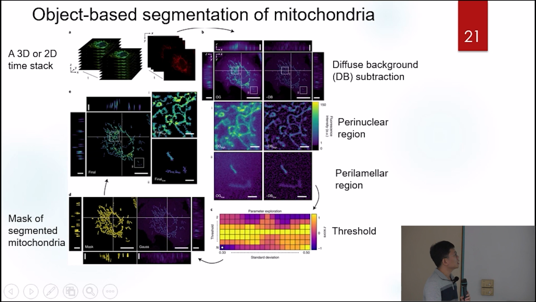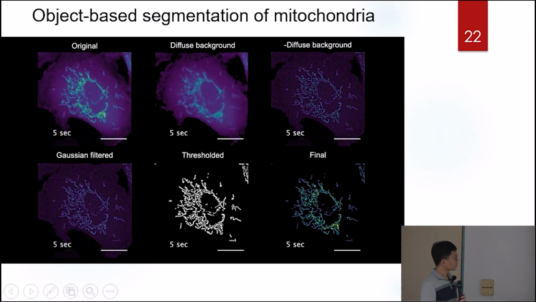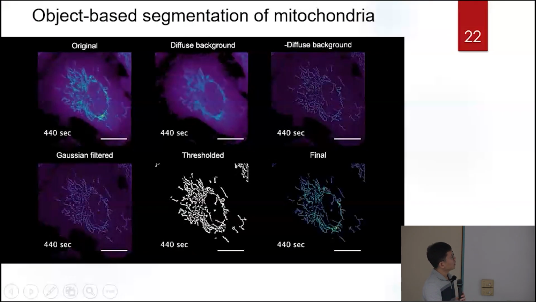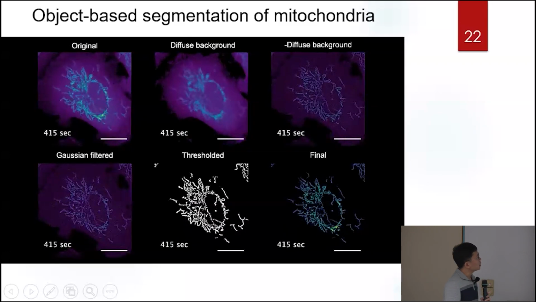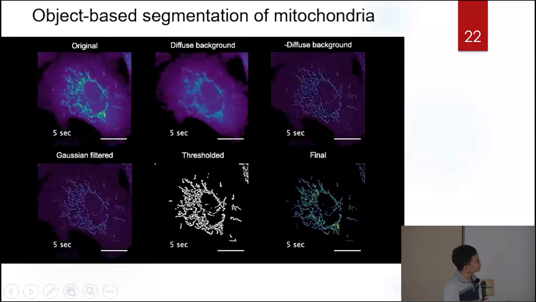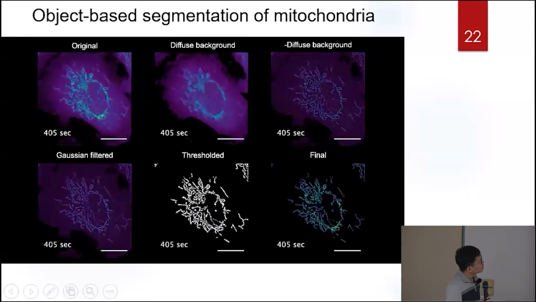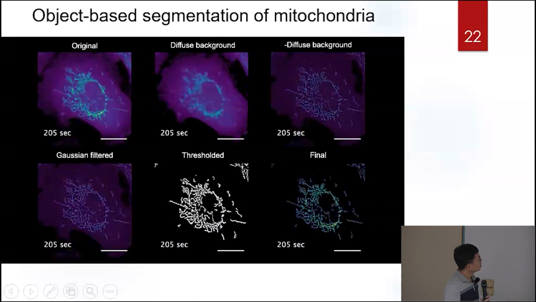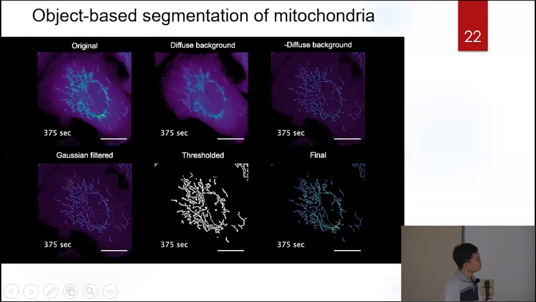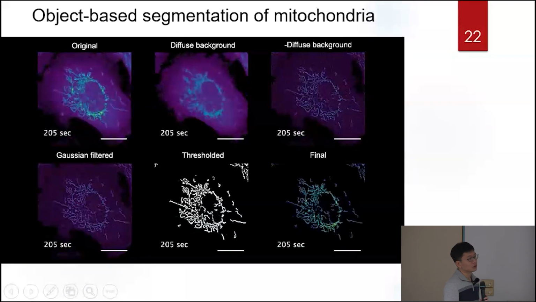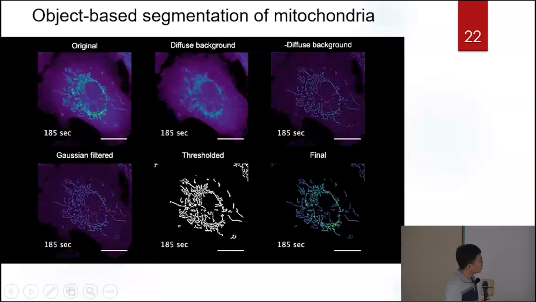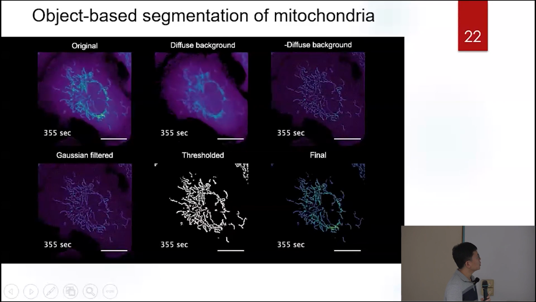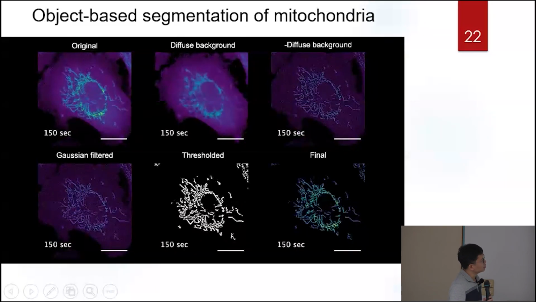And then they can do a pretty good segmentation. So this is the original image. This is a time lapse, as you can see. And this is the diffuse background. After subtracting the diffuse background, you can see the signal to background ratio is pretty similar, and then it's easier for thresholding. And after thresholding and giving them the mask, you apply it back to the original image. So this is the final image you can see.